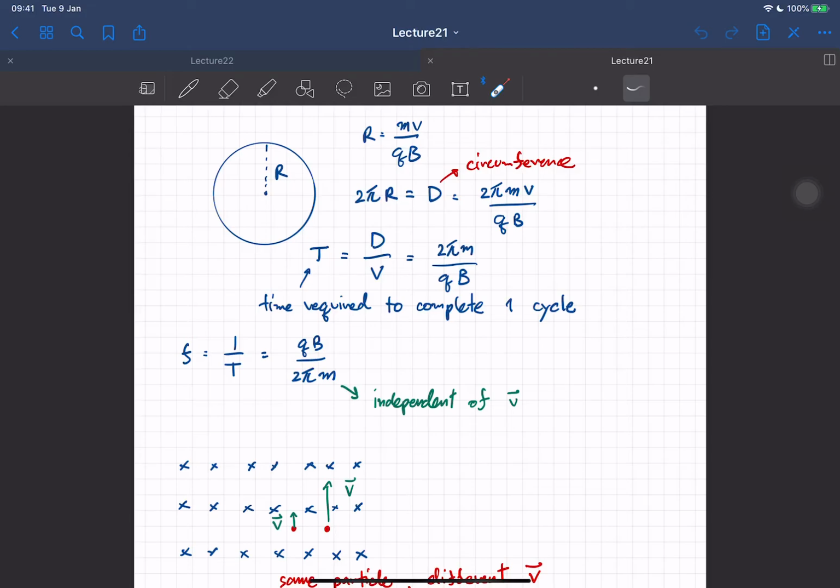Once you know the period, you can find the frequency. So f is just 1 over T. So f, the frequency, is qB divided by 2 pi m.